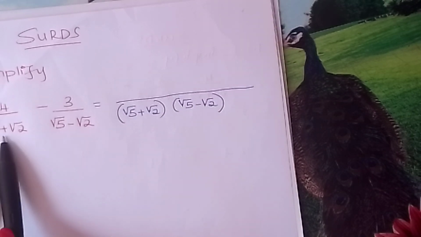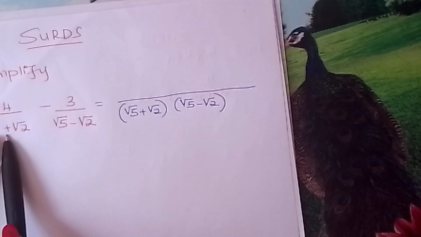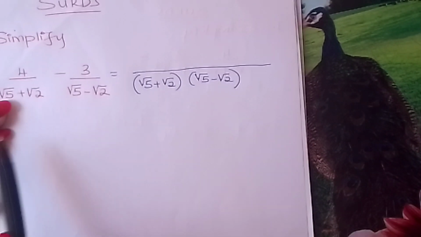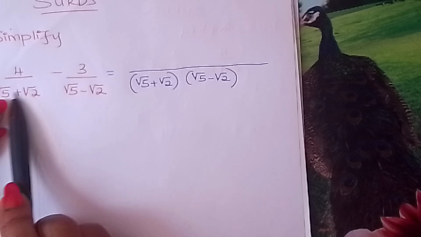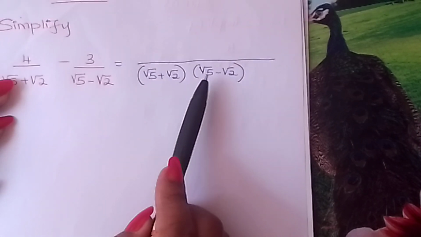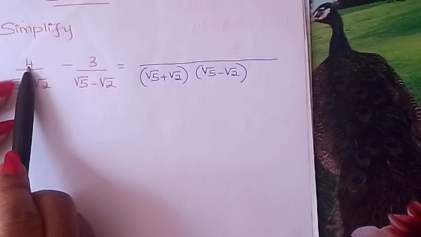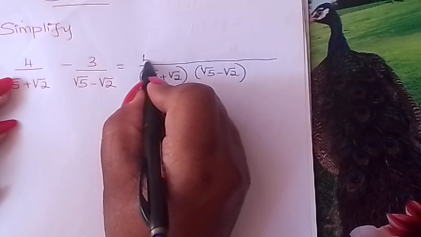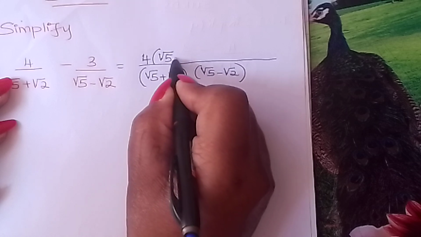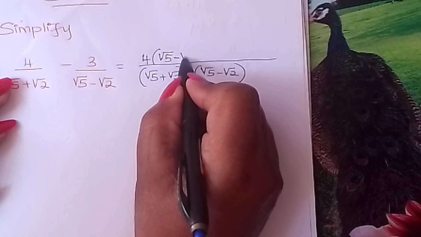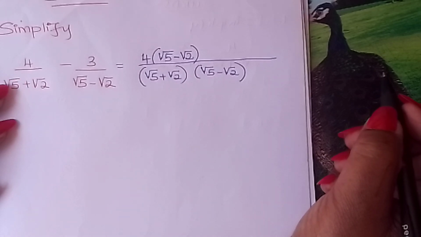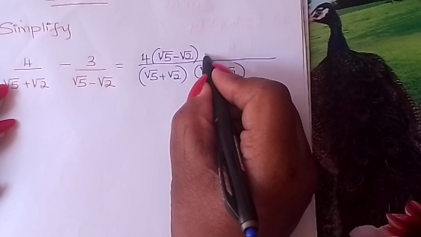This LCM divided by this, learner, you'll be left with a bracket which has a negative. The positive one will cancel out. Therefore that bracket you multiply by 4. We can write it here: 4 multiplying with root 5 minus root 2. From there, you put minus.